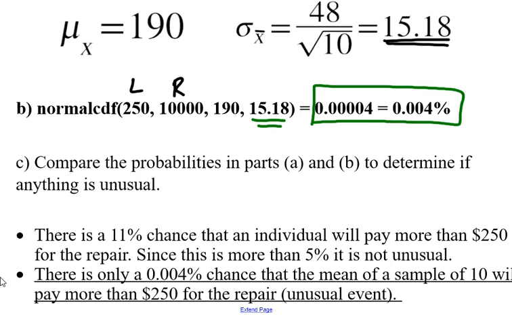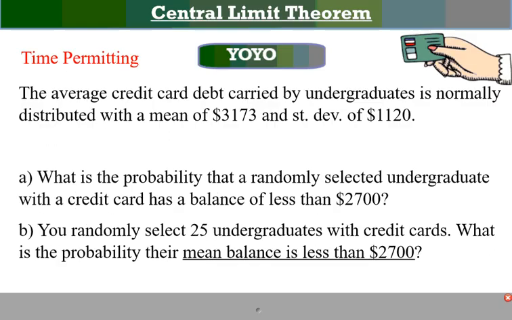So if I compare the probabilities in parts A and B to determine if anything is unusual, well, there's an 11% chance that an individual paid more than $250 for the repair. Since that's more than 5%, it's not unusual. So the individual case, not unusual. However, there is only a 0.004% chance that the mean of the sample of 10 will pay more than $250. That is a highly unusual event. So we might believe there might be something going on. Going to give you a chance to try.